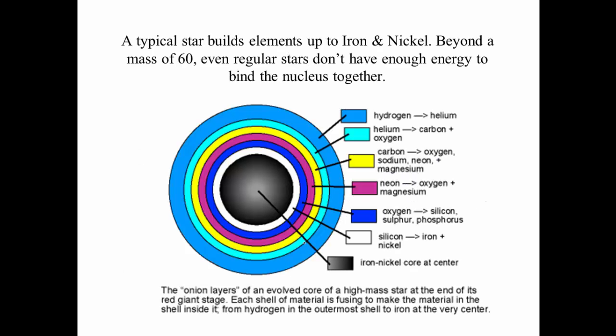Going back to the stars, a typical star builds elements up to and as big as iron and nickel. So that's only about halfway up the periodic table.